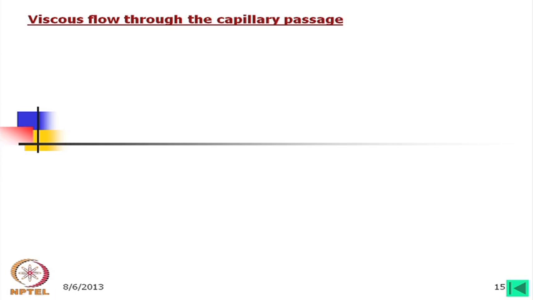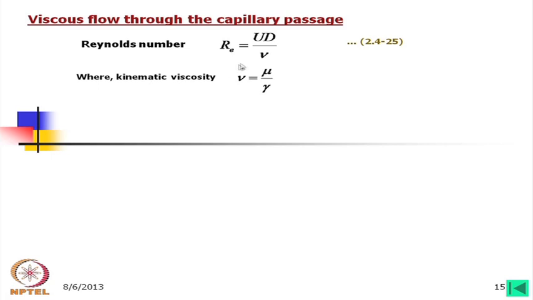Now, viscous flow through the capillary passage. Here one important factor we consider is the Reynolds number. Reynolds, as you know, is a scientist. He developed these equations, where Re is equal to U D by nu. Now, this is kinematic viscosity. Already we know that this is dynamic viscosity divided by density. Here, of course, we have used another form. Normally we use rho. Now, U is equal to the velocity of fluid in the conduit.